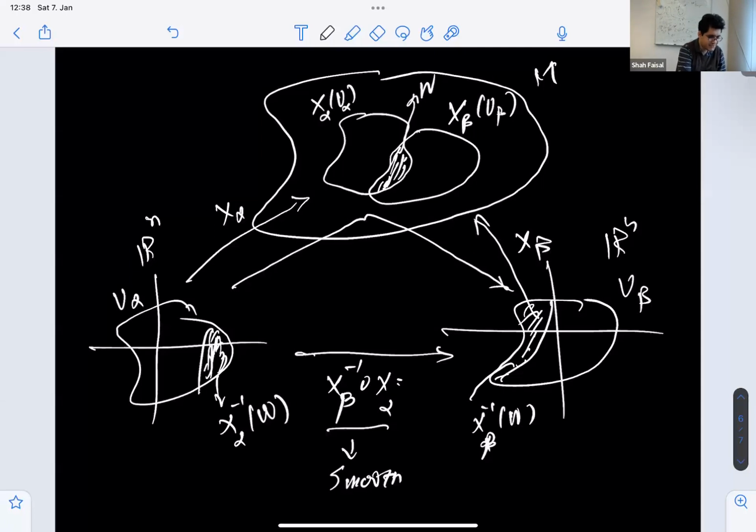So M is any set. It could be a very abstract set. It could be a group. I mean, anything. It's just a set. So question, right?